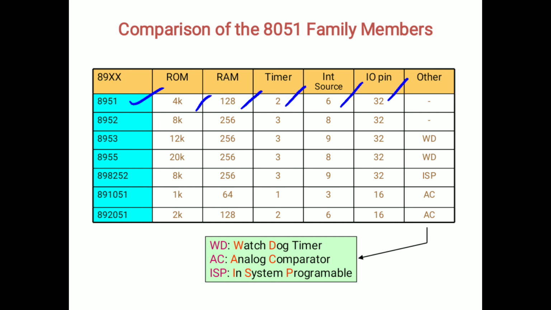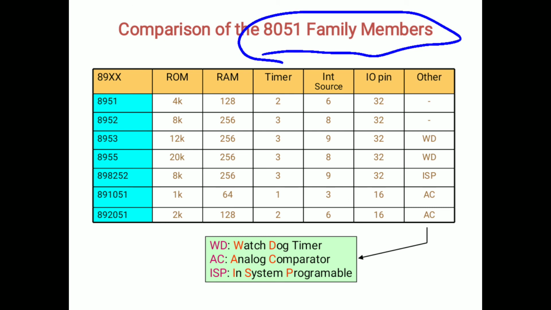But if we go for the 8952, the ROM extends to 8K and the RAM extends to 256 bytes, there are 3 timers, 8 interrupt sources and 32 IO pins. In this way we have different versions of the 8051, and all these are called 8051 family members. So it is 8951, similarly 8952, 8953, 8955, 89C52, 891051, 892051. All these are versions, and they have different ROM, RAM, timers, interrupt sources and IO pins.